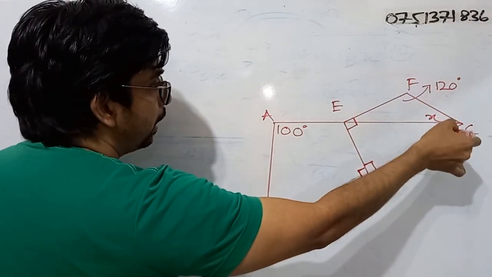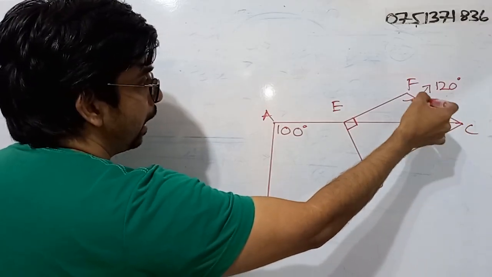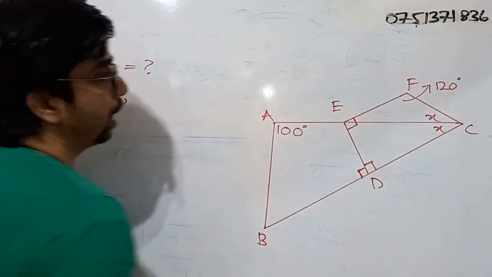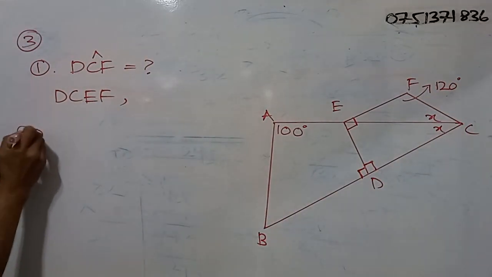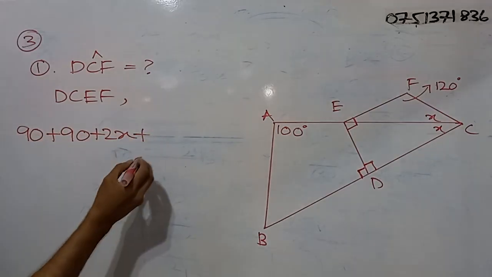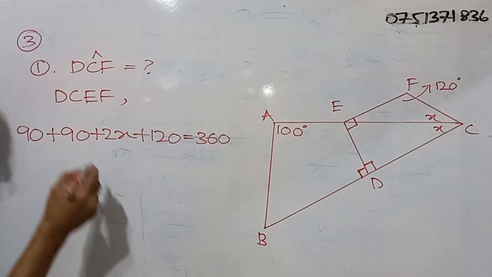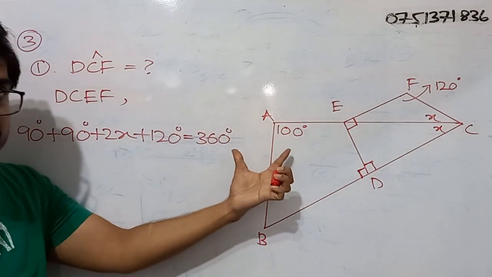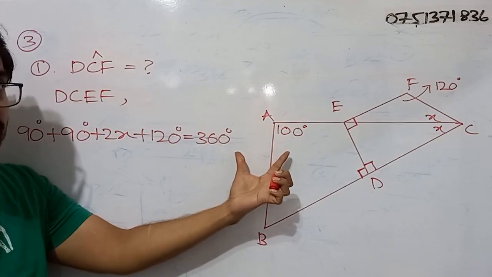This entire angle is 2x. X plus x will be equal to 2x. And this angle alone is what? 120 degrees. So we can write 90 plus 90 plus 2x plus 120 is equal to 360 degrees. So you have to write down the reason within brackets, right? Sum of internal angles of a quadrilateral is equal to what?